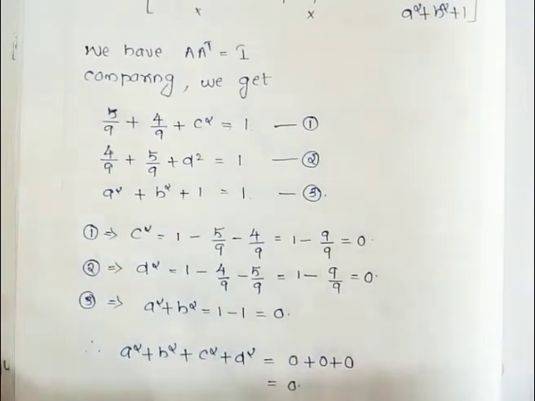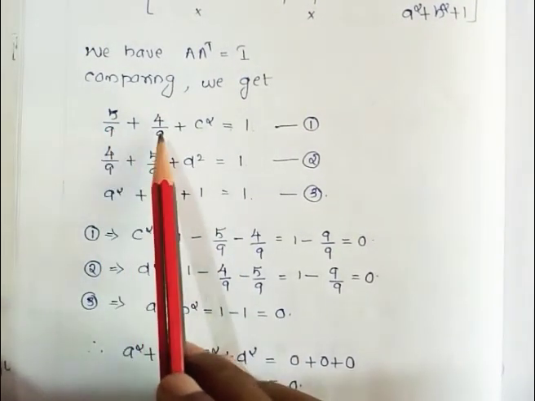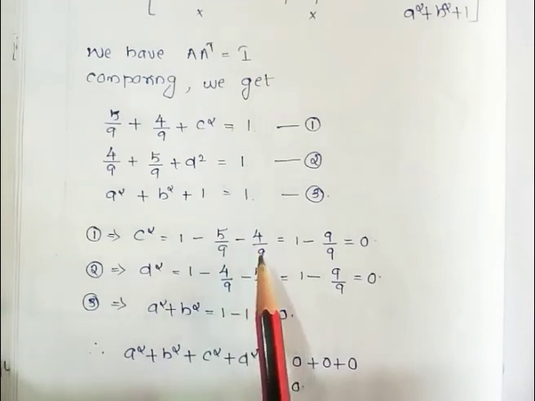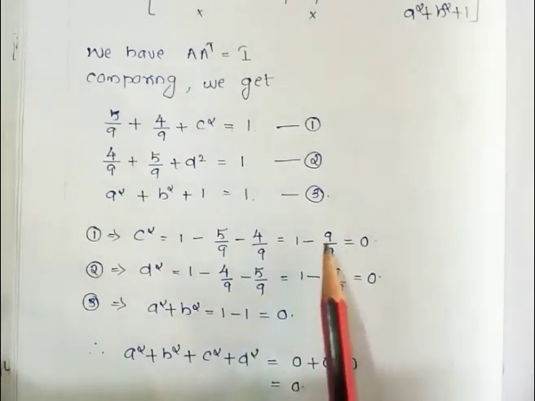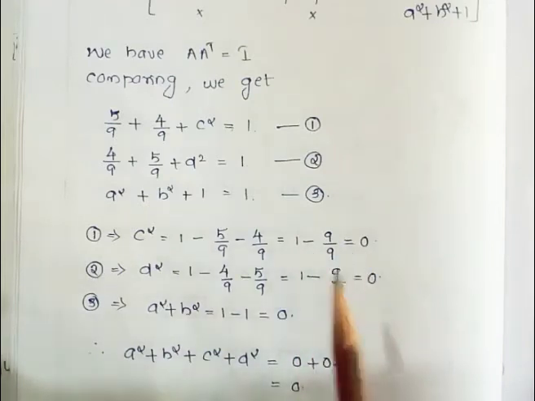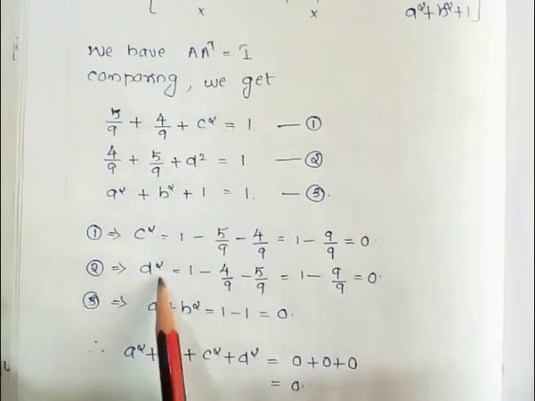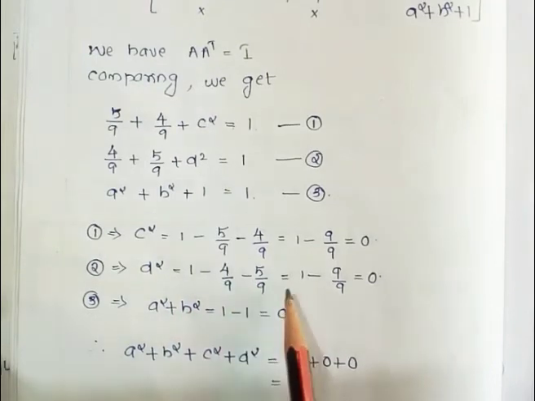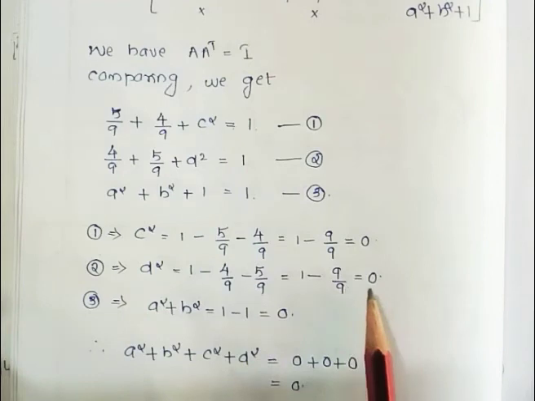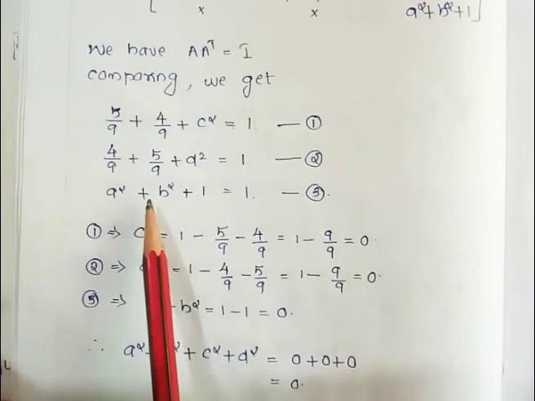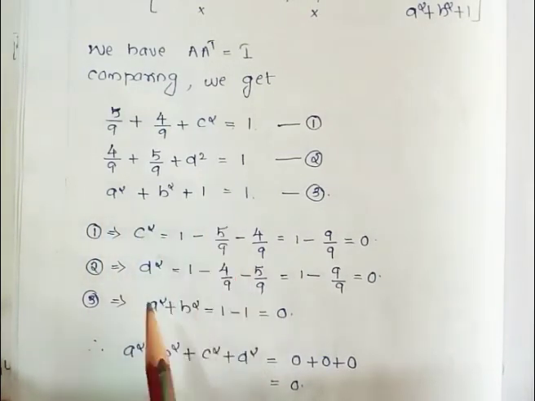From equation 1, we have 5 by 9 plus 4 by 9 plus c square is equal to 1. From this, c square is equal to 1 minus 5 by 9 minus 4 by 9, which is 1 minus 9 by 9, that is 1 minus 1, which is equal to 0. From equation 2, 4 by 9 plus 5 by 9 plus d square is equal to 1, so d square is 1 minus 4 by 9 minus 5 by 9, which is 1 minus 9 by 9, equal to 0. So d square is 0 and c square is 0. Now from equation 3, a square plus b square plus 1 is equal to 1, so a square plus b square is 1 minus 1, which is 0.